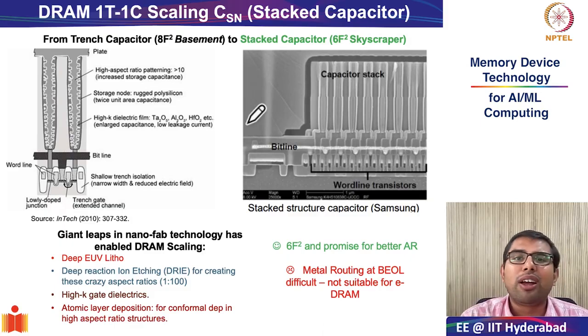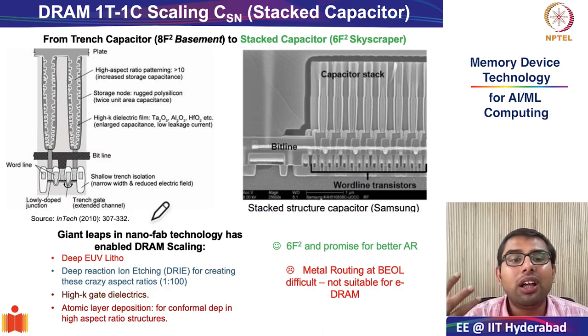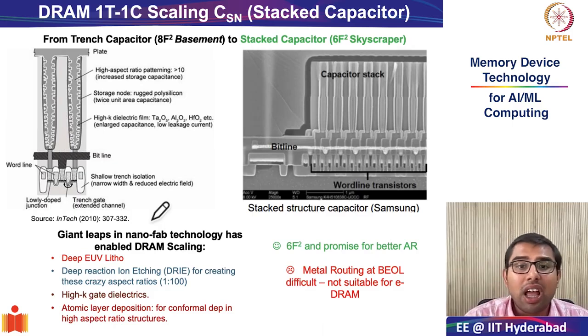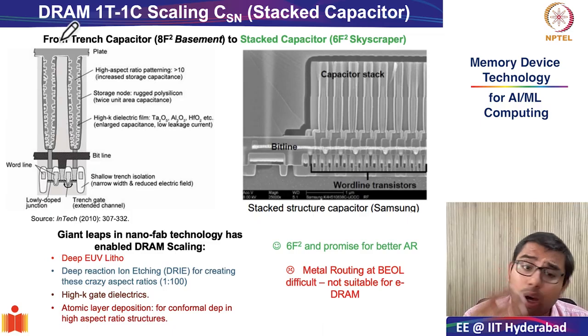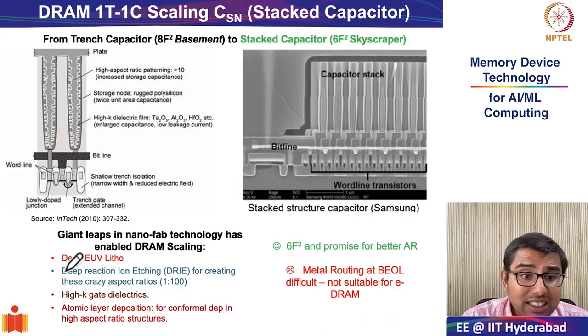So I just want to quickly mention what these advancements are. One is deep EUV lithography, which allows you to print very small dimensions. Then you have deep reactive ion etching, which can create a really wonderful aspect ratio of 1:100, now even 1:200. The next is atomic layer deposition.